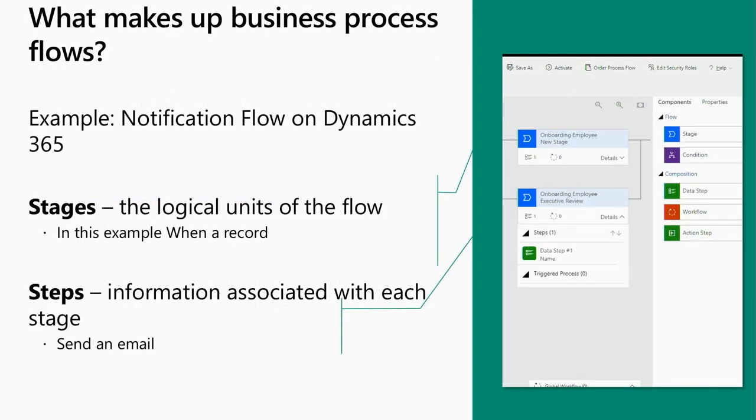So when you look at a business process flow, what you'll see is a series of stages laid out. And these are really representing the logical units. Then you have the data steps that are on each one of these stages. And the data step is all about the information that is associated with that flow.